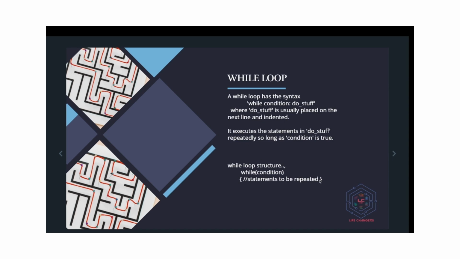I'll just repeat it. While doing something based on a condition, you use another kind of loop. This loop is called a while loop. You can write a while loop as follows, like I'll show you.